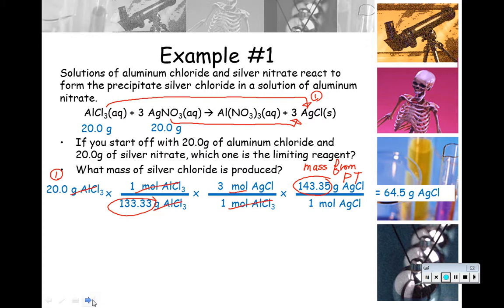Okay, so next step, instead of starting with aluminum chloride, what am I starting with? I'm starting with silver nitrate. And I'm going to start from silver nitrate and go to what?